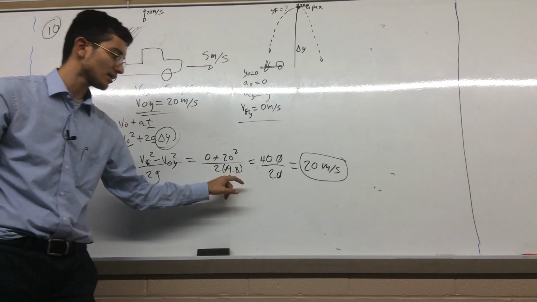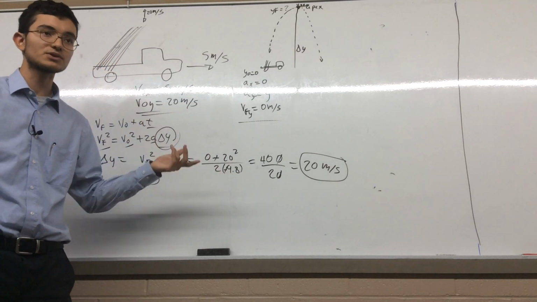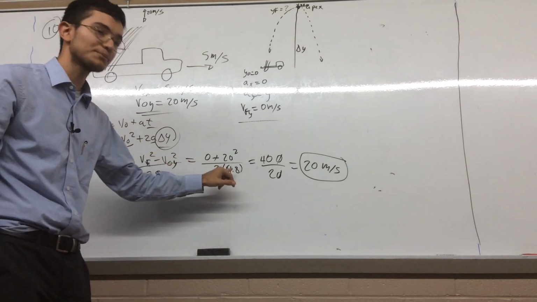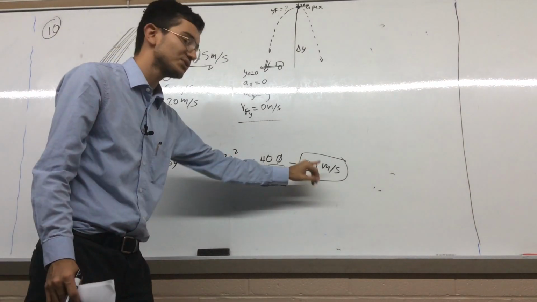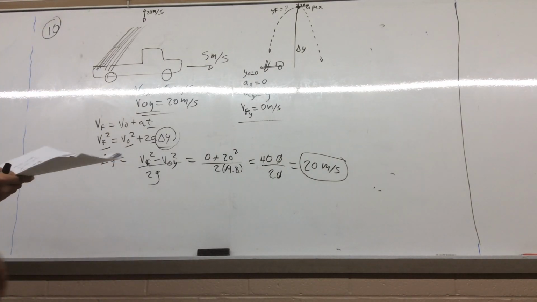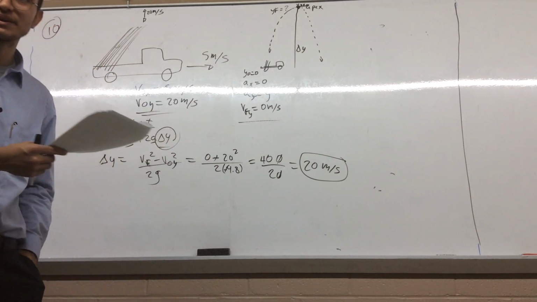You can use 10 for like free response questions, but they might take points off. So I always use 9.8. But of course, if you approximate it to 10, there's no issue. You still get the same answer. It's actually the answer choice. So, yeah. All right. Any questions about that?